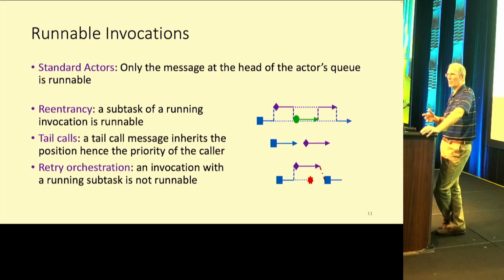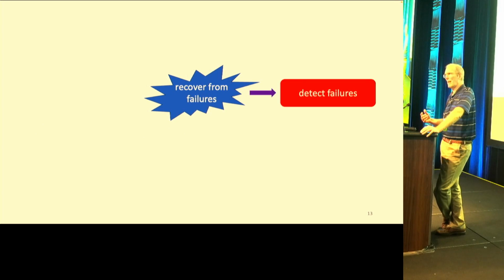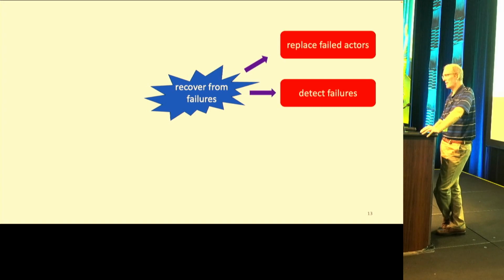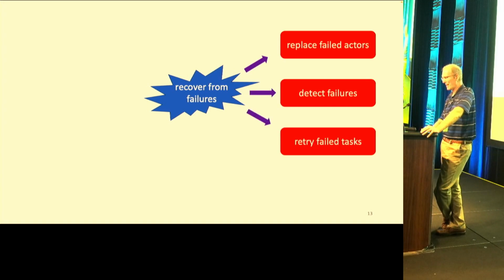This is one of the key contributions of the paper, thinking about these various scenarios and how to formalize them exactly so we can reason about the properties we get. So what do we do? Let's talk a little bit more about fault tolerance. To recover from failures, the first thing we have to be able to do is detect the failures. Once we detect the failures, we can replace failed actors and retry failed tasks, and our system is going to do all of that automatically. So this requires no programmer intervention at all.